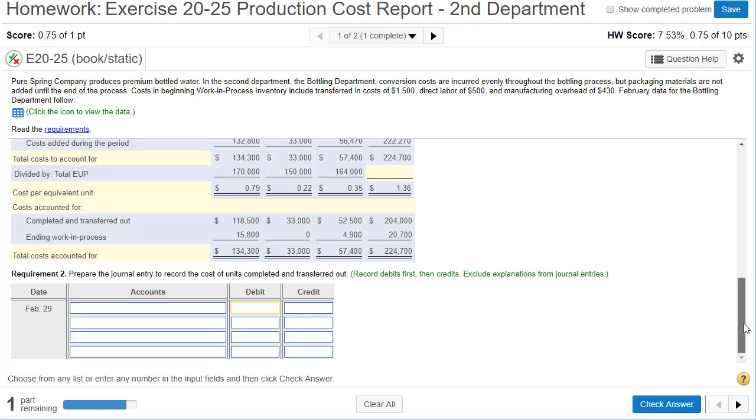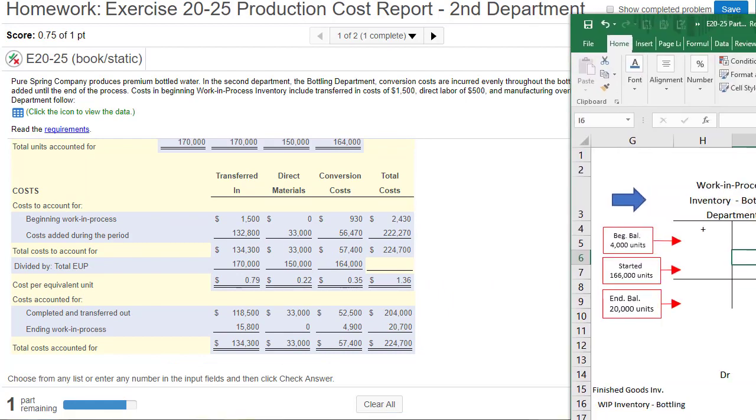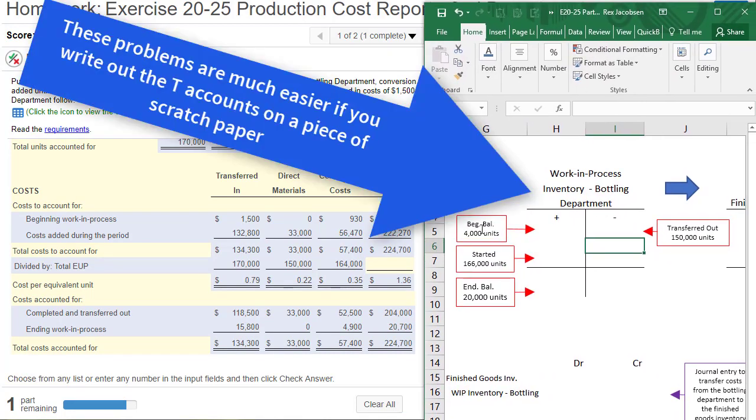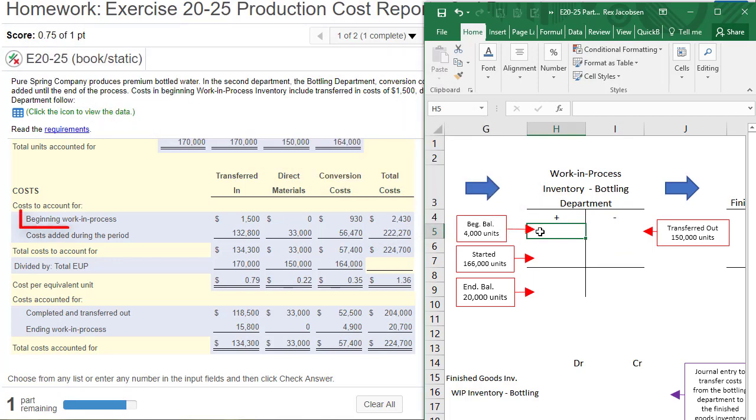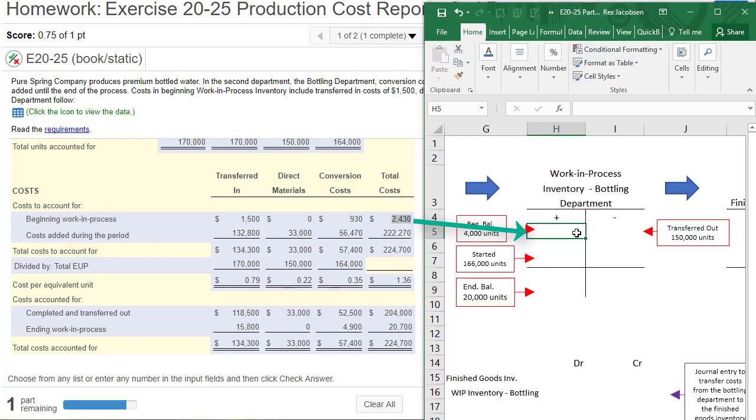So let's go back to our T account that has, at this point, just the quantities in the labels. But what we want to do now is we want to put in the actual dollar amounts. So let's start here, beginning balance. The beginning balance of the bottling department was, and we get that right from here, $2,430. So I'm going to plug that in here.